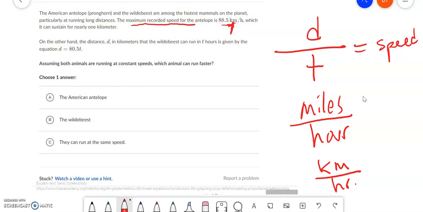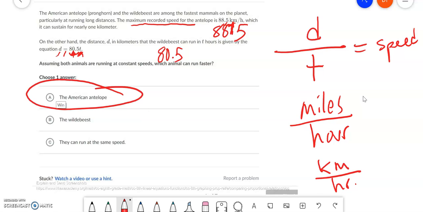The distance D in kilometers the wildebeest can run in T hours is, okay, so this tells me they can go 80.5. The distance is equal to 80.5 kilometers for each hour, per hour. So if I read that, the wildebeest is going 80.5 and the antelope is 88.5. I think the antelope can run faster. Right? The antelope can run faster.